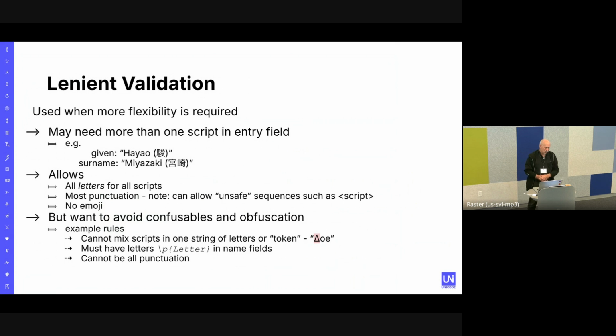A lenient validation would be when you need more flexibility. So let's say you have annotated names. So you have Hayao Miyazaki and you want to have his kanji in the same fields in the name. Lenient would allow that, along with the punctuation around it.